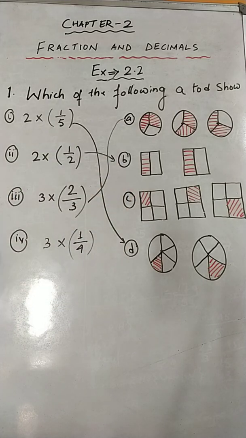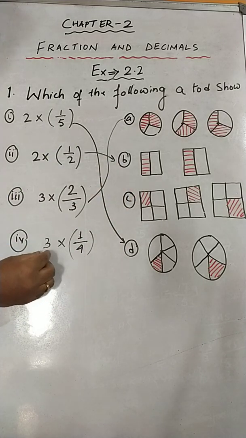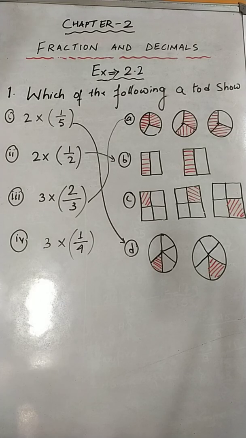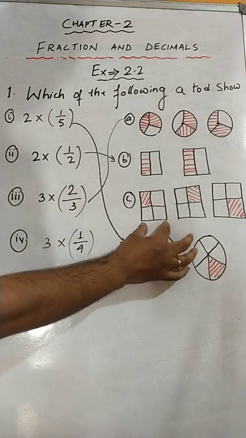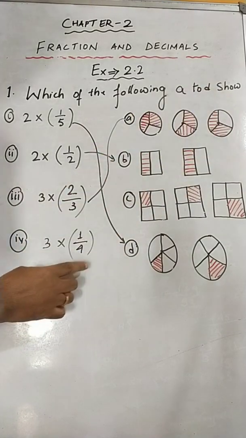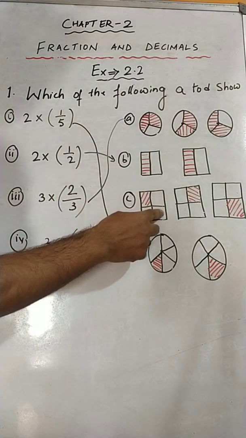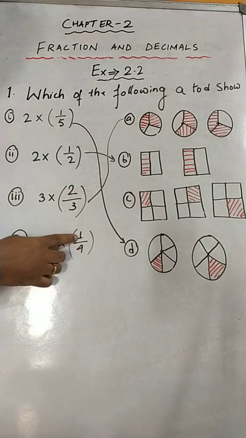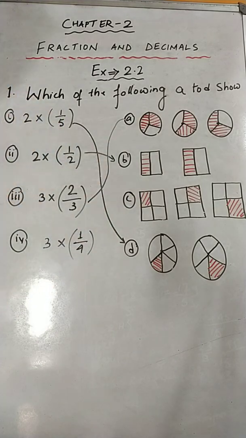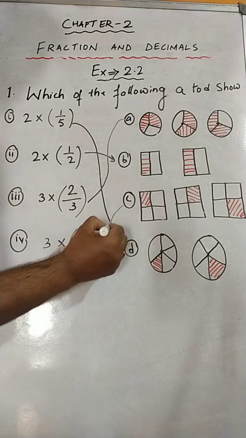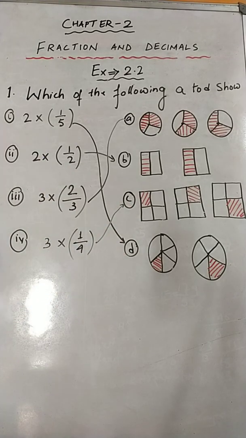Now just we will check it out. So 3 into 1 by 4, 3 means it represents the addition of 3 figures. So how many figures are there? 1, 2, 3. And each figure is divided into 4 parts. So 1, 2, 3, 4. And how many parts have been shaded? 1. See, 1 part is shaded. So number 4 option would be number C. Okay, I hope you have understood. So this is the solution of question number 1, students.